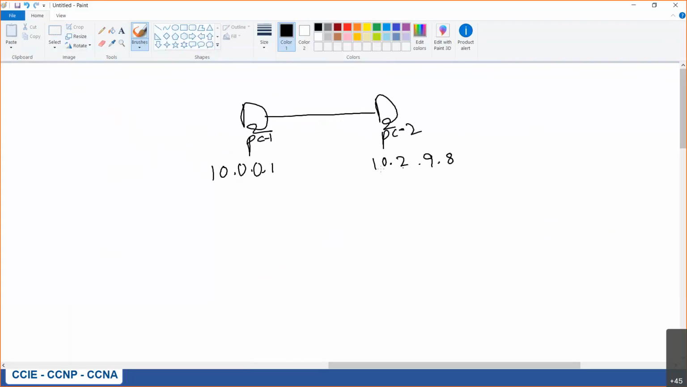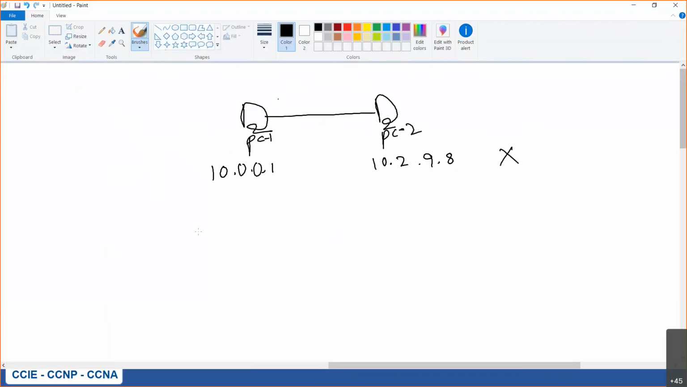10.2.9.8 I have assigned. PC1 IP address is 10.0.0.1. PC2 IP address is 10.2.9.8. Now PC1, PC2, will they communicate? No. Okay. This is one scenario.